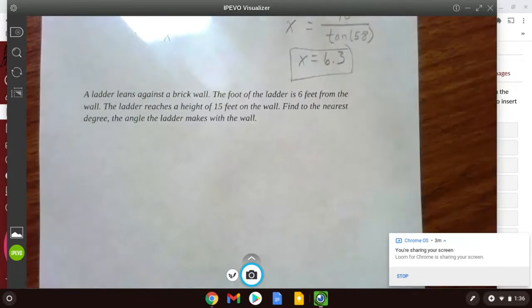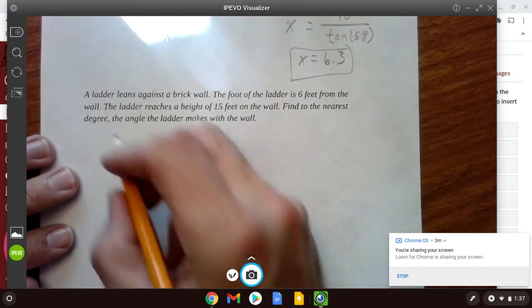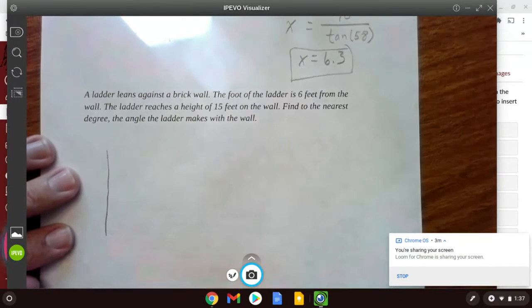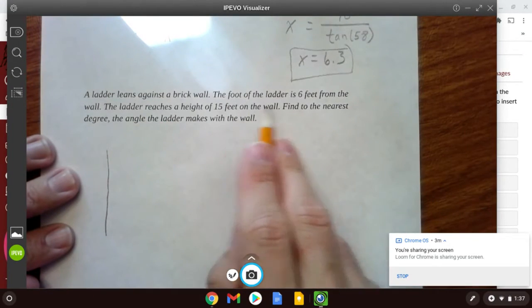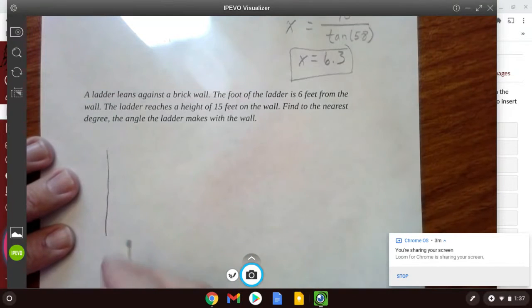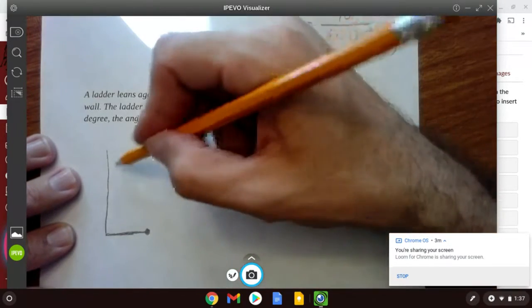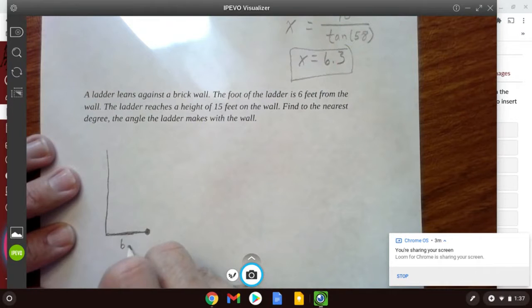All right. A ladder is leaning against a brick wall. Oh, I love these problems. So you got a brick wall. The foot of the ladder is 6 feet from the wall. So let's let that right there be the foot of the ladder. So we'll call that 6 feet.